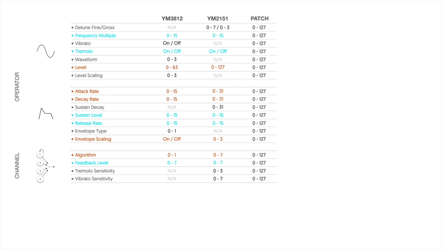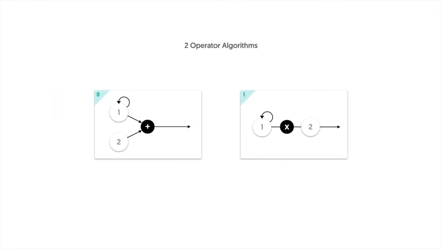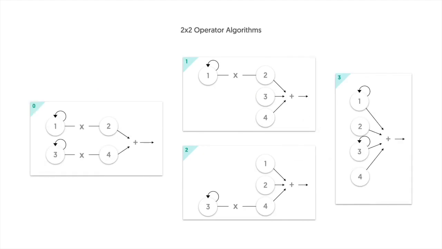Our patch also has to deal with the fact that we can have up to 4 different operators, even though the YM3812 only supports 2 operators per channel. Or does it? These are 2 operator algorithms natively supported by the 3812. But along the way, people started to wonder, what if I played 2 different voices at the same time? Wouldn't that be like a 4-operator voice? And, well, I suppose it would be.